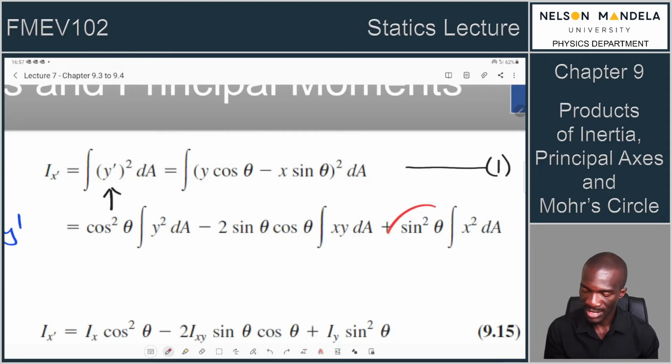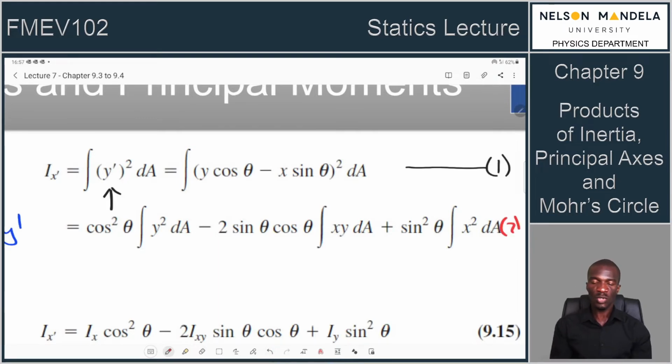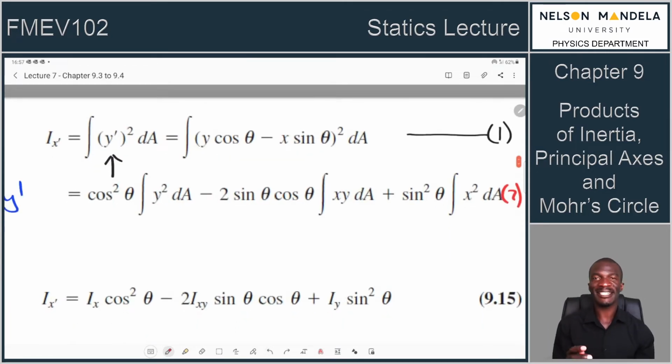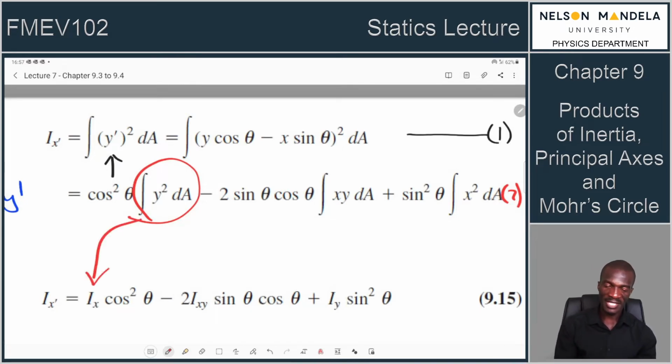So that's sine squared theta outside the bracket, x squared in there. So we now have some equation number 2, which is the expanded version of equation number 1. Now, if you look at these parameters, do you notice that there are some things that are familiar? The first is y squared dA. What did we say y squared dA is? This is basically your moment of inertia about the x-axis. For that reason, the first term in the solution is Ix cos squared theta.